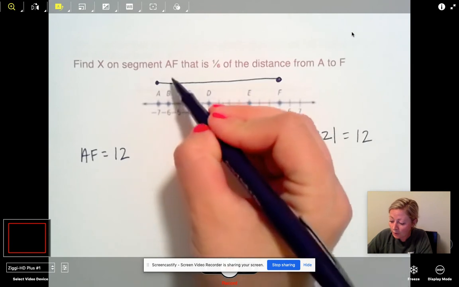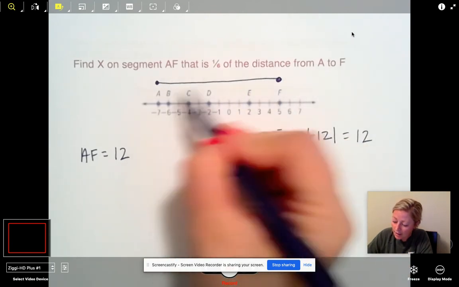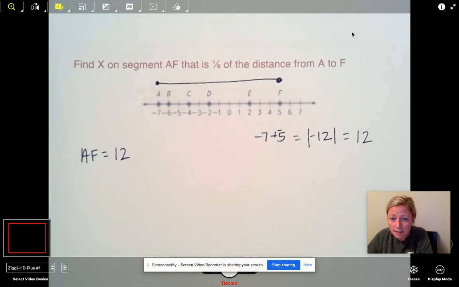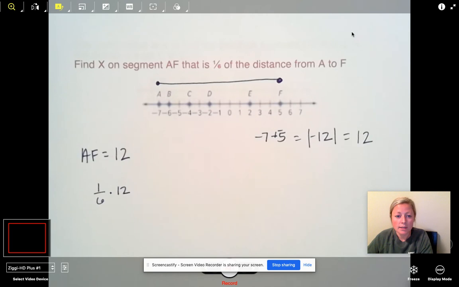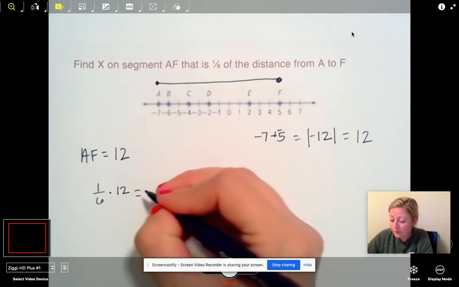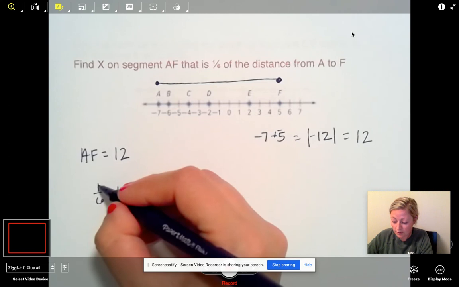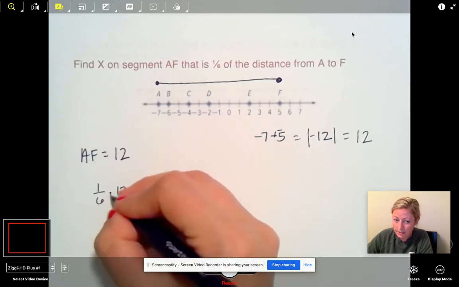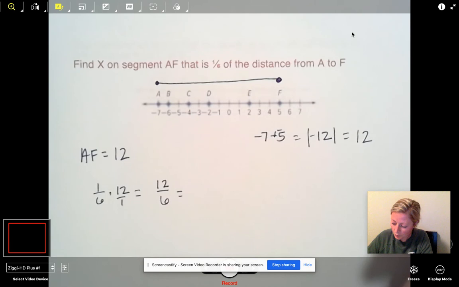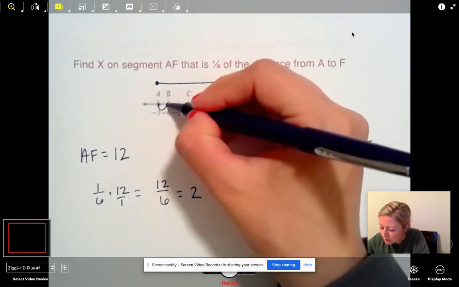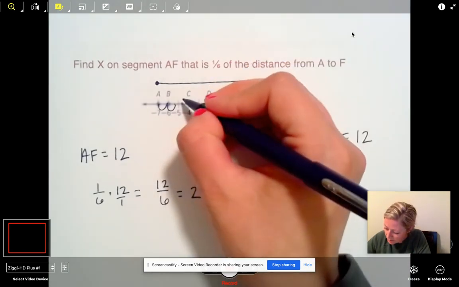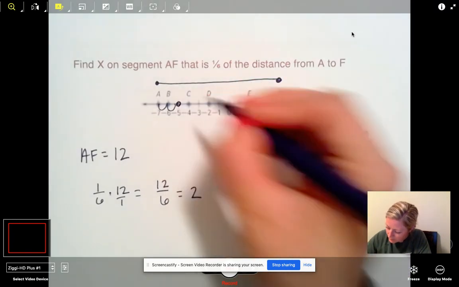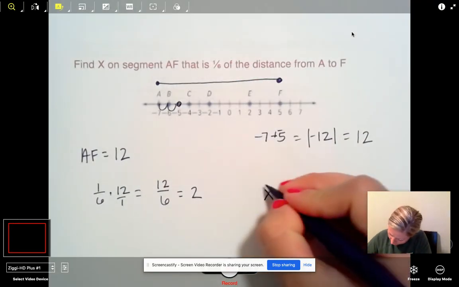And now I want to go 1/6 of the way from A to F. So we have to figure out what's 1/6 of 12. So 1/6 times 12, you can either punch that in your calculator if you forgot how to work fractions, or you can do it by hand. So 1 times 12 is 12. 6 times 1 is 6. 12 divided by 6 gives me 2. So now we want to hop 2 away from A, which gets me at -5. So x equals -5.